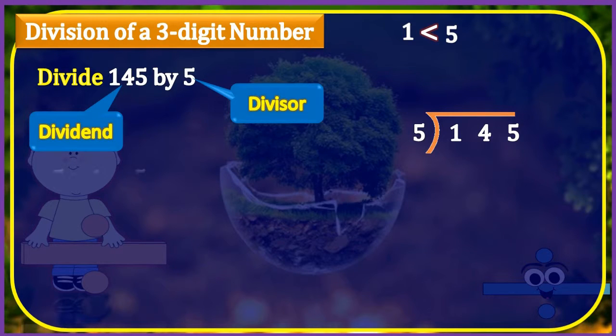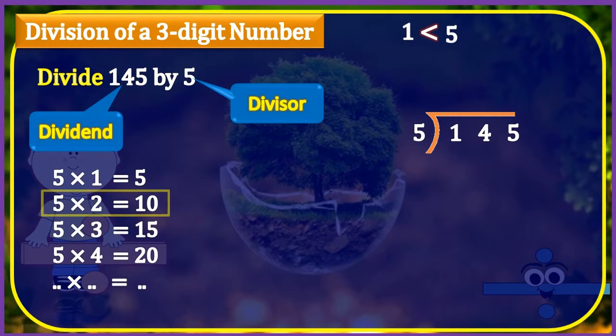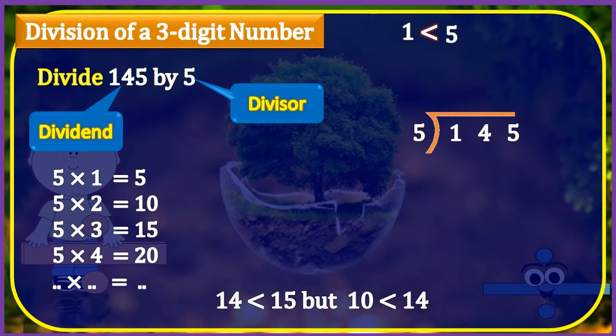According to the table, 5 into 2 is 10 and 5 into 3 is 15, and 15 is greater than 14. But 10 is less than 14. So, we will write 10 below 14 and 2 above in the quotient. Then, we will subtract 10 from 14. We get 4. Then we will put 5 next to 4. The number will become 45. Now we will divide 45 by 5.